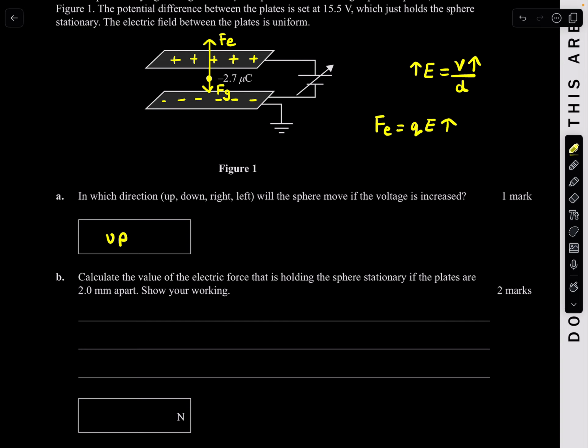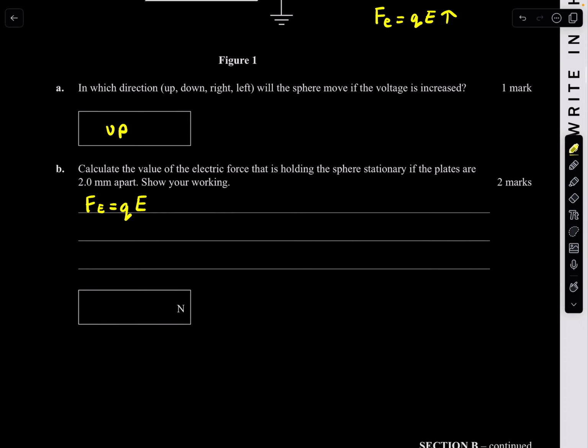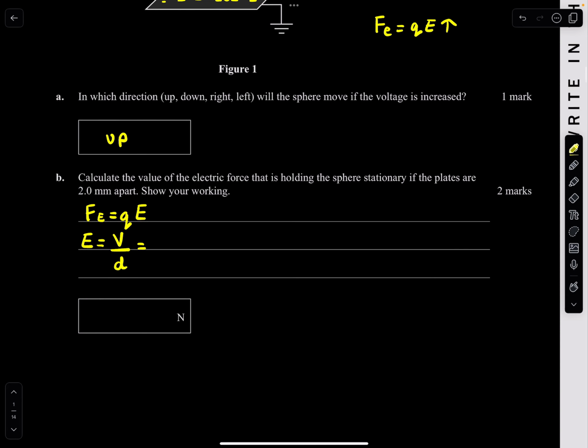Done. Calculate the value of the electrical force that is holding the sphere stationary if the plates are 2.0 millimeters apart, and show your working out. So we want the electrical force. The electrical force is just Q times electrical field strength. And your electrical field strength is, again, voltage over distance. We know the voltage was 15.5, divided by the distance, which is 2.0 times 10 to the negative 3 to make it meters, because it's a millimeter.